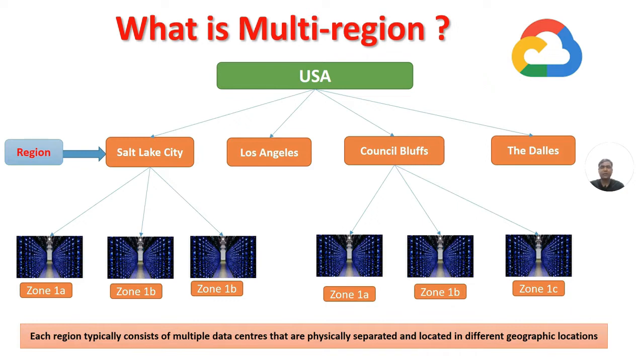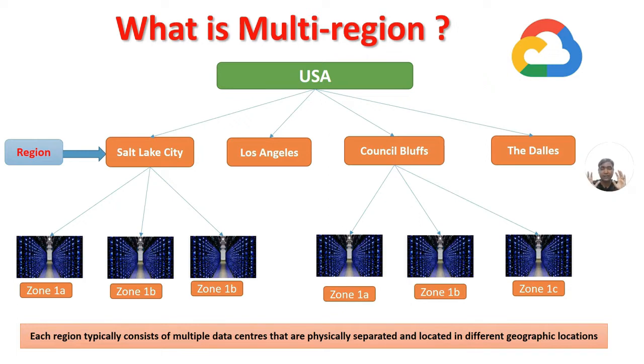Guys, by replicating data and services across multiple regions within a multi-region, you can ensure redundancy and disaster recovery capabilities. If one region becomes unavailable or experiences a disruption or shutdown, then service can fail over to another region, maintaining business continuity. And guys, GCP offers global load balancing, a feature that distributes incoming traffic across the multiple regions within a multi-region, improving performance and availability.